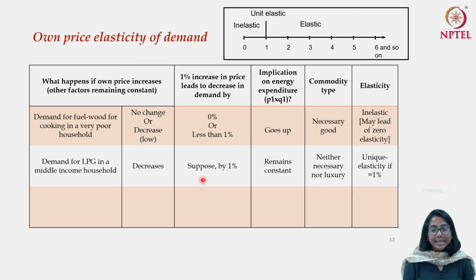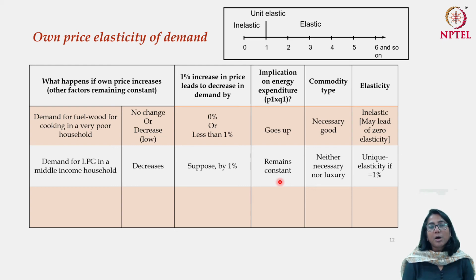Now if you think that a 1% increase in the price of LPG is going to lead to a decline in LPG by 1%, then you are here. This is unitary elastic. The demand is unitary elastic and the value of elasticity is equal to 1. What happens to the expenditure? The expenditure remains constant. So there is no change in the expenditure.